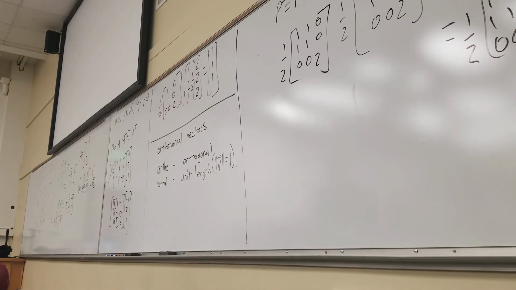Now, normal, you should have encountered that word in Calc 2. What is a normal vector? Well, it can have a couple different meanings, right? Sometimes you talk about a normal vector as being perpendicular to a surface. Other times you maybe talked about a normal vector being of length 1. Okay, so yeah. Here we're referring to a unit vector, length 1. So if I have a set of orthonormal vectors, what am I saying?